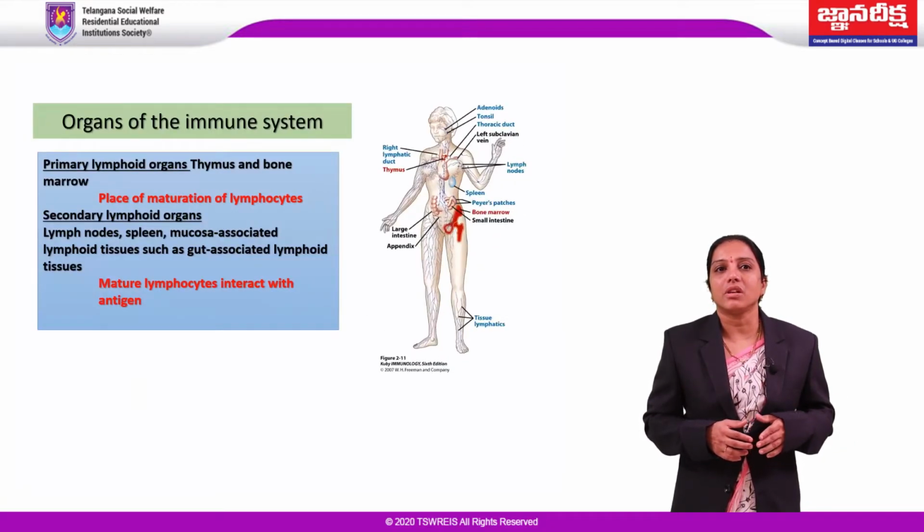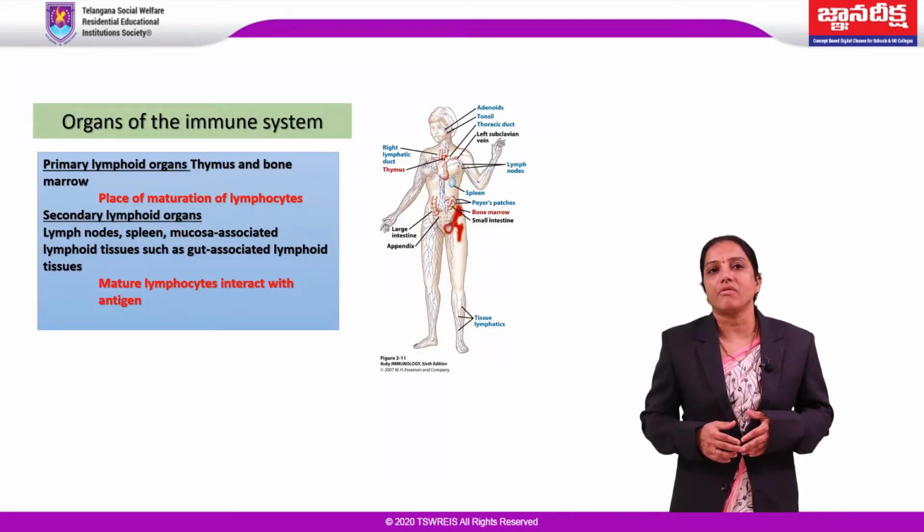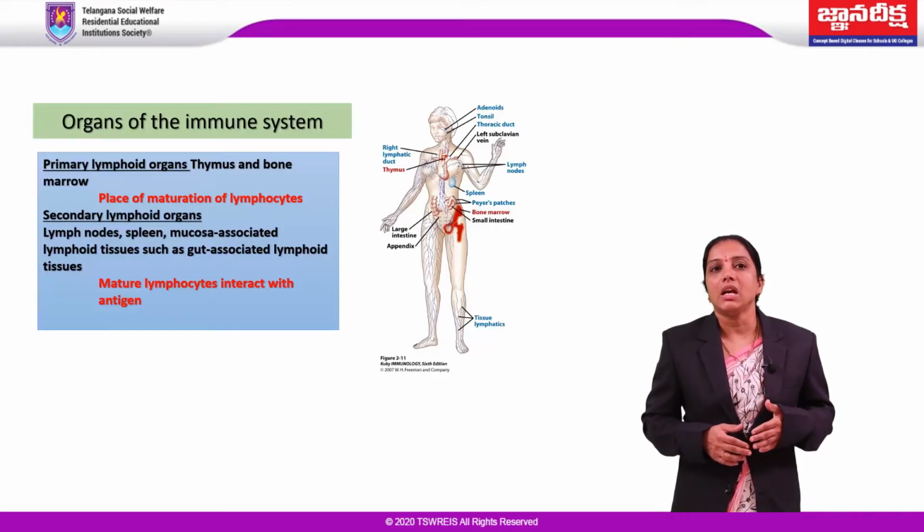Primary lymphoid organs are thymus, bone marrow, and instead of a bone marrow, bursa of Fabricius is present in case of birds, where maturation of lymphocytes takes place. Secondary lymphoid organs include lymph nodes, spleen, mucosa-associated lymphoid tissue, MALT, gut-associated lymphoid tissue, GALT, Peyer's patches of small intestine, and appendix. These are all organs of the immune system, the list of organs which provide the immunity.